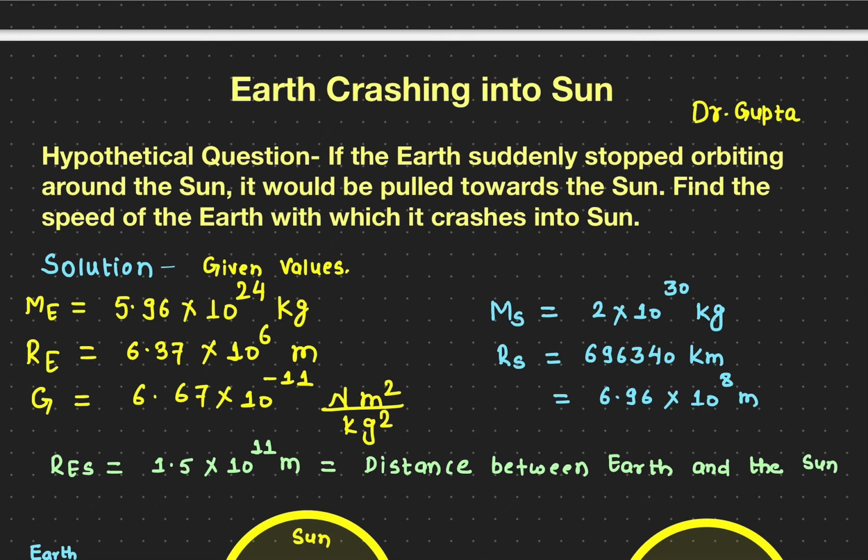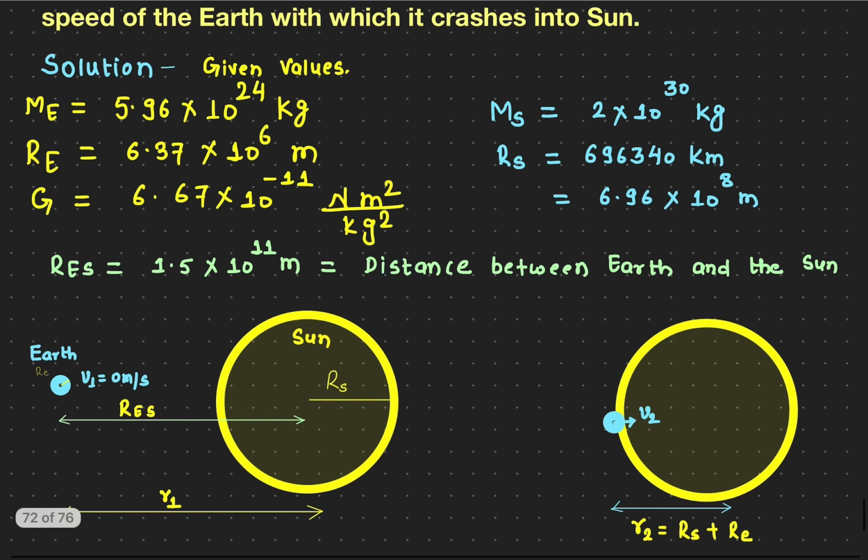So first let's write down all the given values. The mass of the earth is given, that's 5.96 times 10 to the 24 kilograms. The mass of the sun is given. The radius of the earth is given, the radius of the sun is given, and the universal gravitational constant, capital G, is also given. And also the distance between the earth and the sun, that we call one astronomical unit, is also given, which is 1.5 times 10 to the 11 meters.